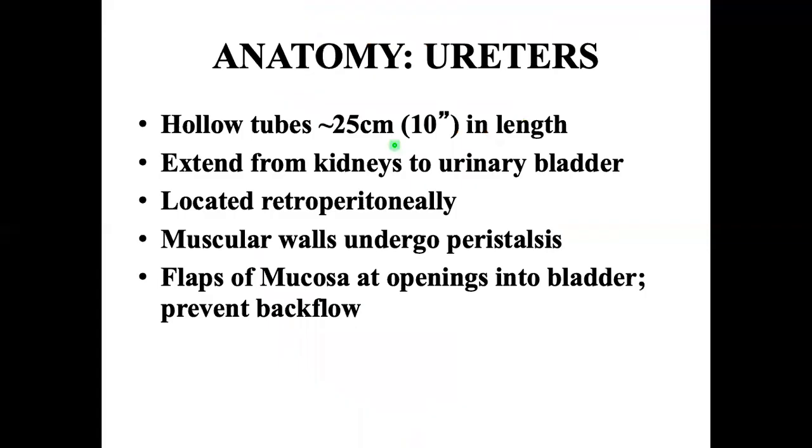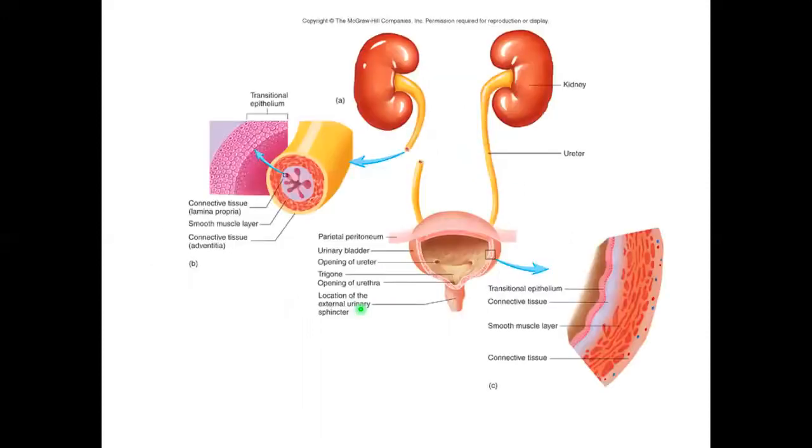We can skip this. So your ureters are hollow tubes. They're about 25 centimeters in length. So they are long. They extend from the kidney to the urinary bladder. They are retroperitoneally located as well, so behind the other body cavity. They have muscular walls that undergo peristalsis, a lot like your digestive system, to help move urine through there. And then they have little flaps of mucosa at the bladder so that you don't get backup into the ureters.